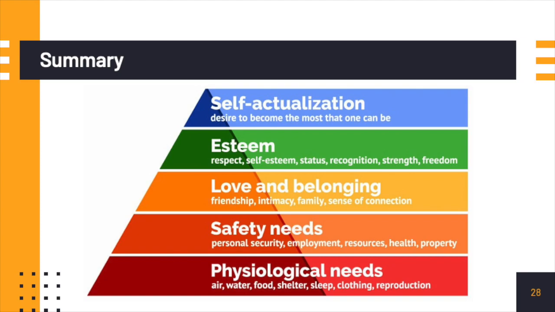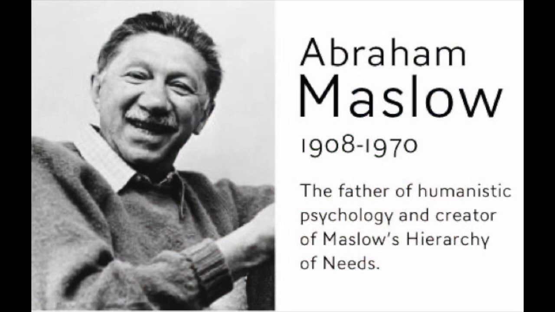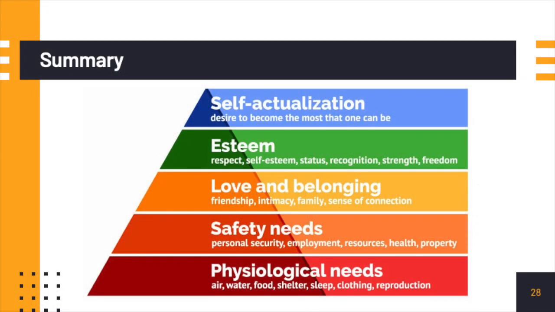Now that we have learned about Maslow's hierarchy of needs, let's recap. Maslow's hierarchy of needs was created by Abraham Maslow. He wrote about this hierarchy in A Theory of Human Motivation. His motivation theory suggests that there are 5 levels of needs that people have in their lives. They are physiological needs, safety and security, love and belonging, esteem, and self-actualization.